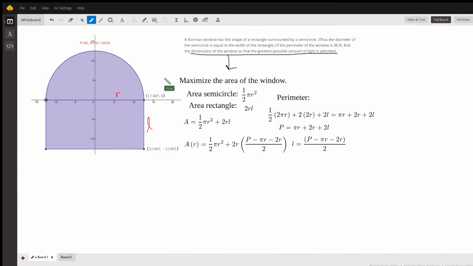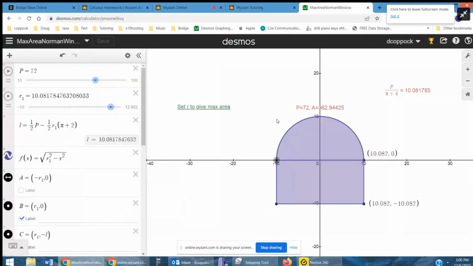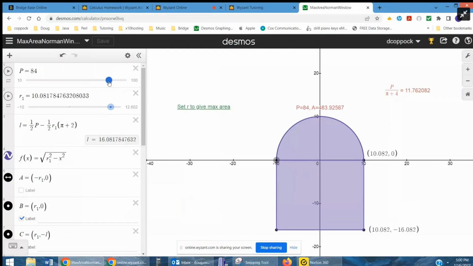Okay, I'm going to go through this pretty quickly, so pause the video where appropriate and take some notes. Before I start answering this question about the Norman window, let's actually go to Desmos and see what's happening here. Here we have a Norman window where P is the perimeter. For your problem, P was 90.